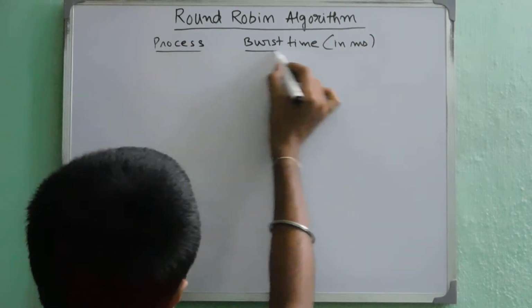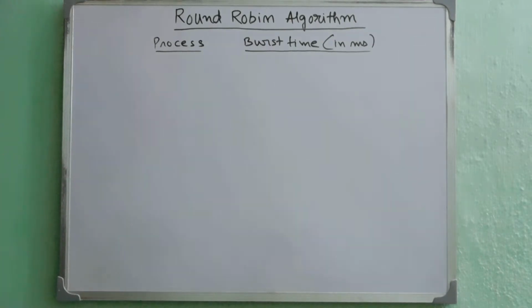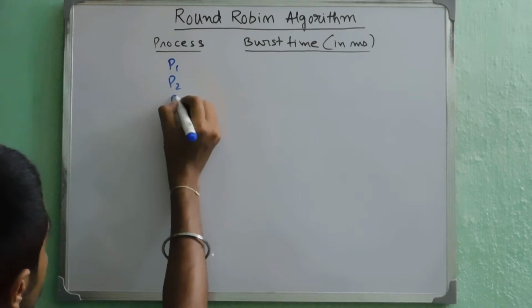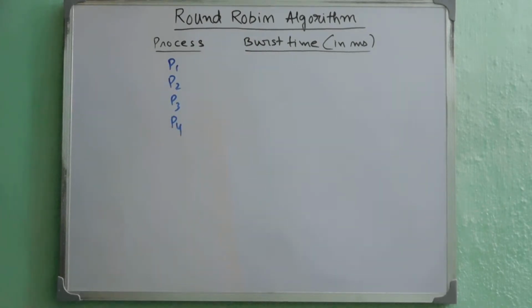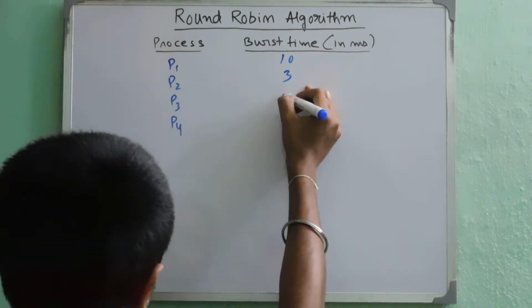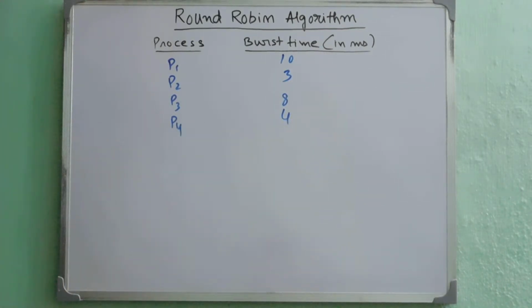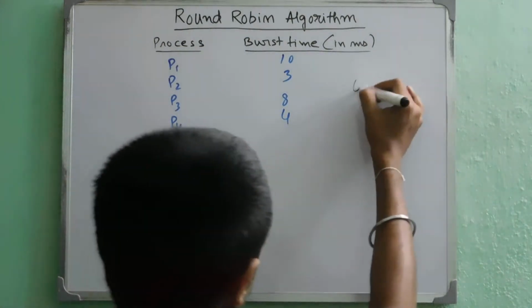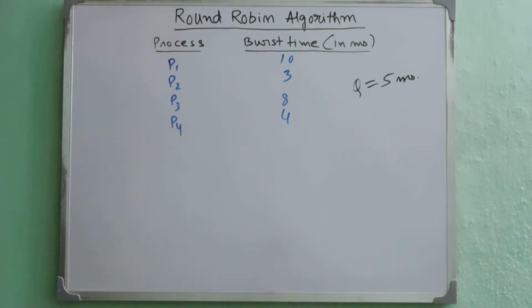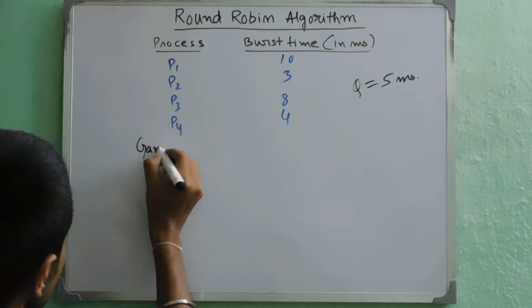So processes have been given and burst time has been given. There are four processes: P1, P2, P3 and P4, and their burst times are 10, 3, 8 and 4, and the size of the quantum is Q equals 5 milliseconds. So the fixed time slice allotted to each process is 5 milliseconds. So let's draw the Gantt chart.